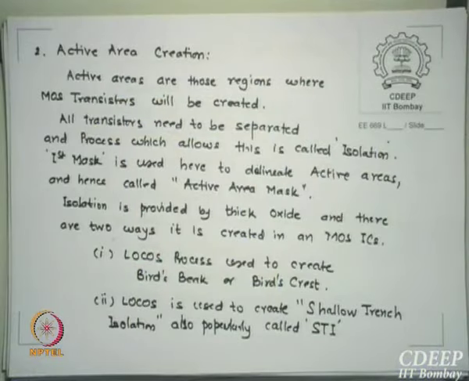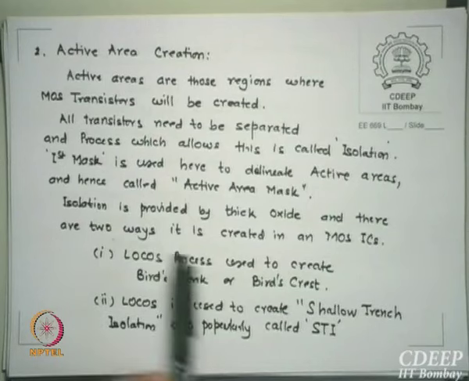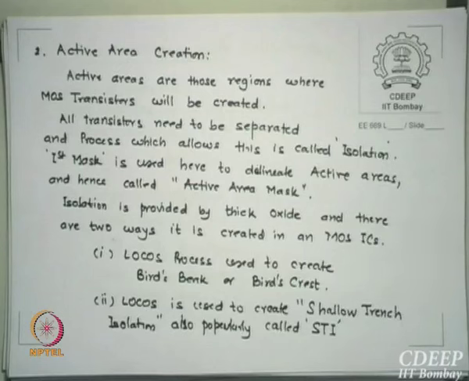So the first mask, as I said, is to delineate active area. Delineate means separate, okay. And the mask is therefore many times called active area mask, or some people call it isolation mask. Isolation is provided by thick oxide. The easiest way to separate transistors is through thick oxide. Why oxide? Current cannot pass through insulators, that's the hope.